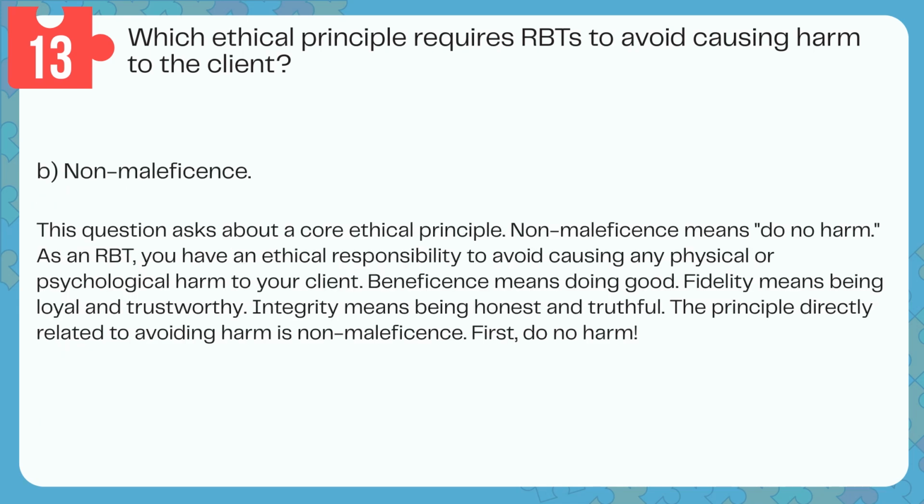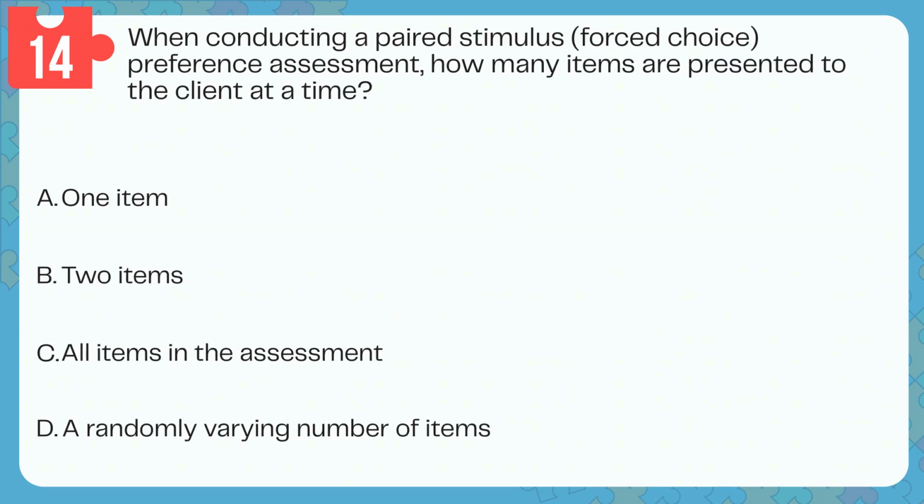Answer B. Non-maleficence. This question asks about a core ethical principle. Non-maleficence means do no harm. As an RBT, you have an ethical responsibility to avoid causing any physical or psychological harm to your client. Beneficence means doing good. Fidelity means being loyal and trustworthy. Integrity means being honest and truthful. The principle directly related to avoiding harm is non-maleficence. First, do no harm.